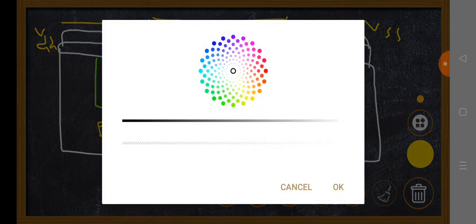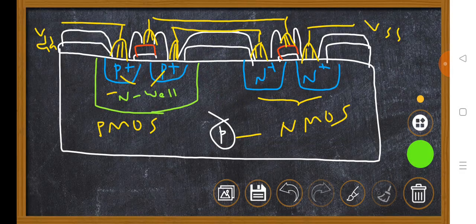I hope you are clear, all of you. This is input, this is input, and this is what? Output. This is regarding the N well. I hope you are clear.